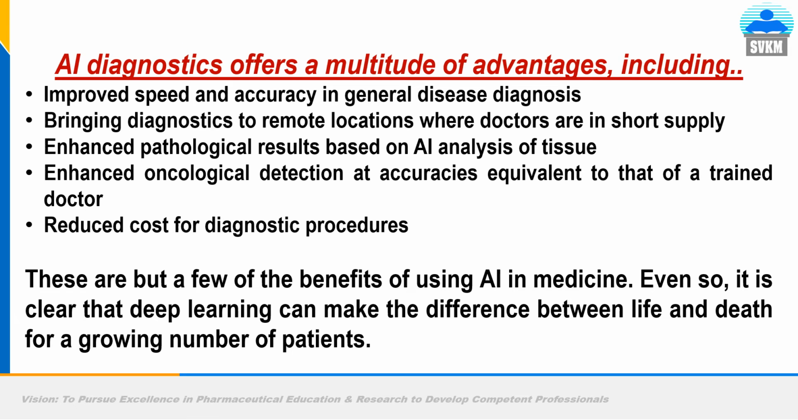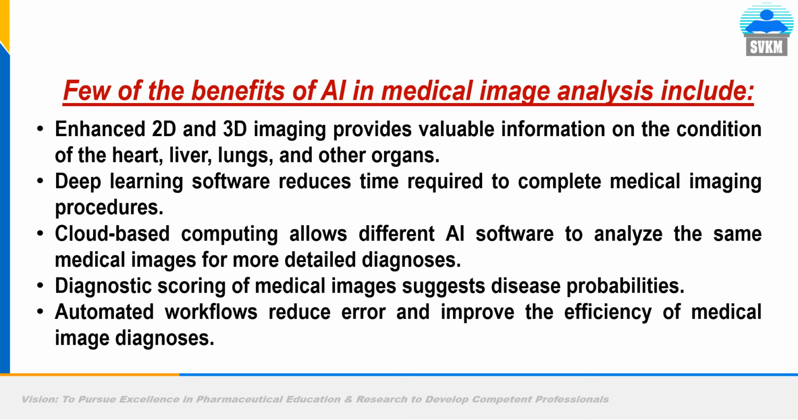Even so, it is clear that deep learning can make the difference between life and death for a growing number of patients. A few of the benefits of AI in medical image analysis are: enhanced 2D and 3D imaging provides valuable information on the condition of the heart, liver, lungs, and other organs. Deep learning software reduces the time required to complete medical imaging procedures. Cloud-based computing allows different AI software to analyze the same medical images for more detailed diagnosis. Diagnostic scoring of medical images suggests disease probabilities much in advance. Automated workflows reduce error and improve the efficiency of medical image diagnosis.